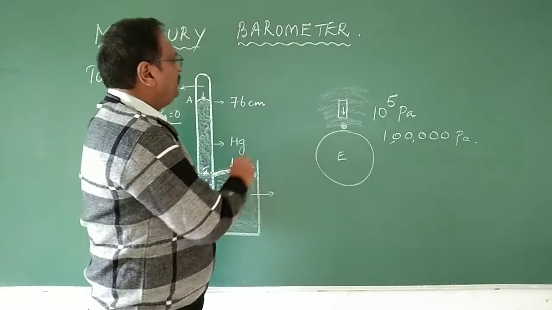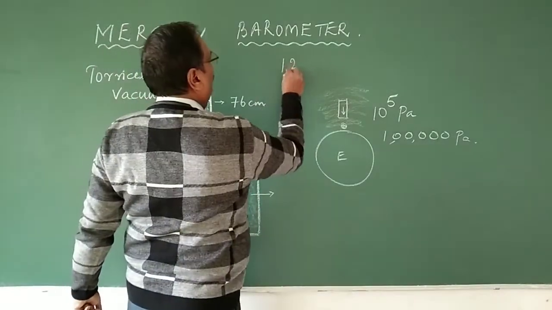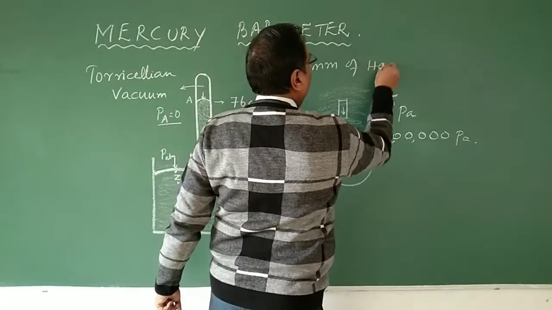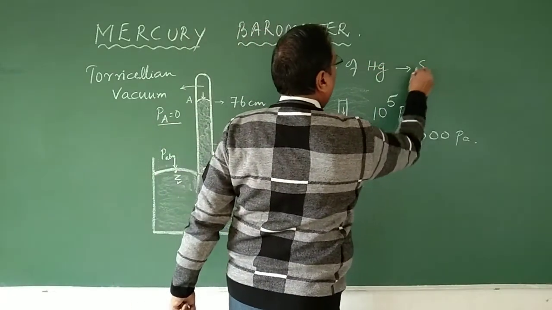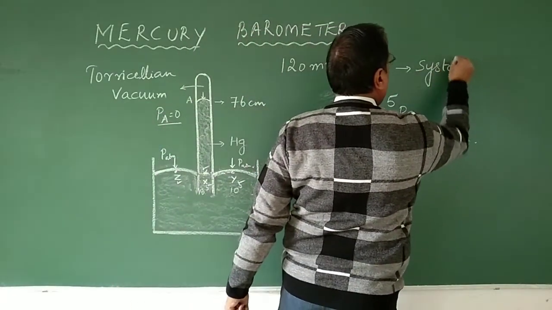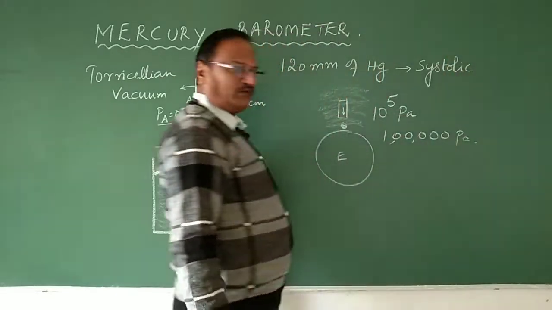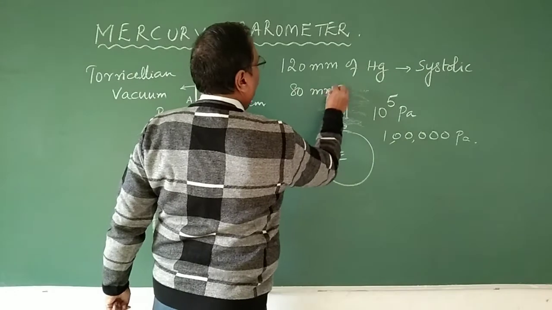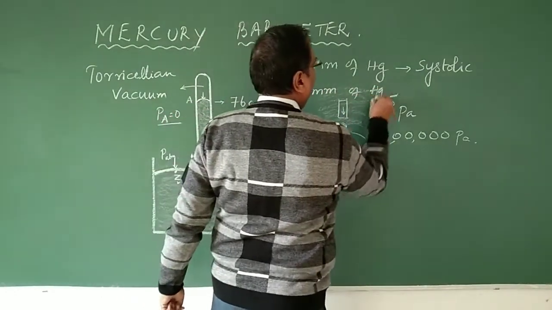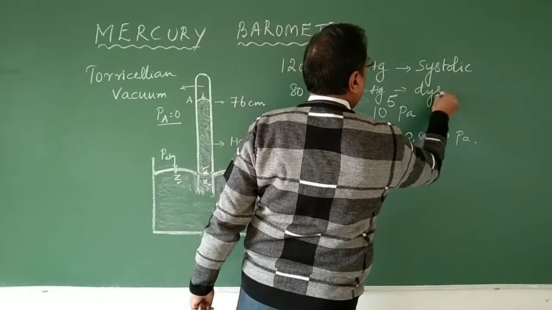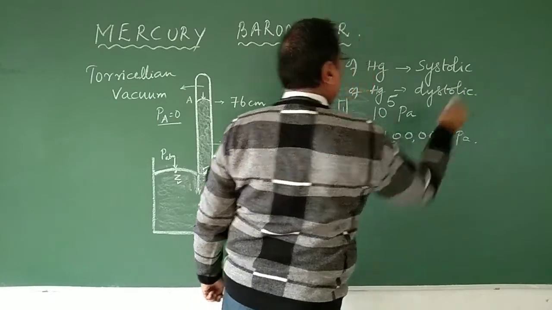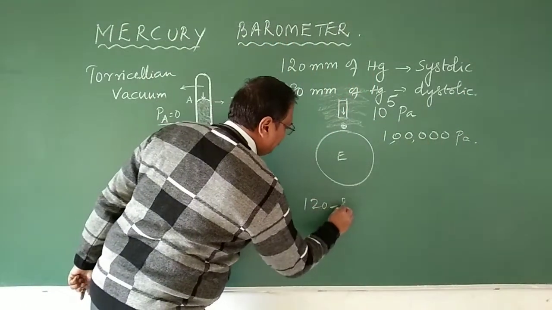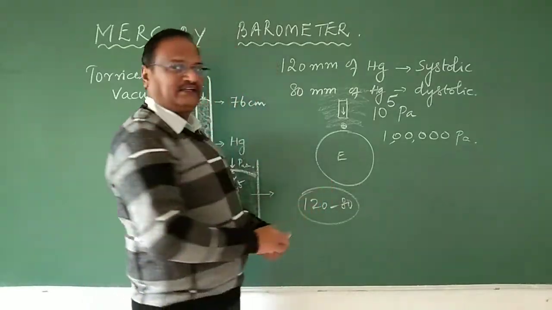Now, normally a human being will say 120 mm of mercury. This is known as systolic pressure. Systolic pressure, okay, normally, right? And 80 mm of mercury, the lower value, this is called diastolic. Diastolic, right? This is a lower value. So doctors will write 120, 80. This is usually the normal value.